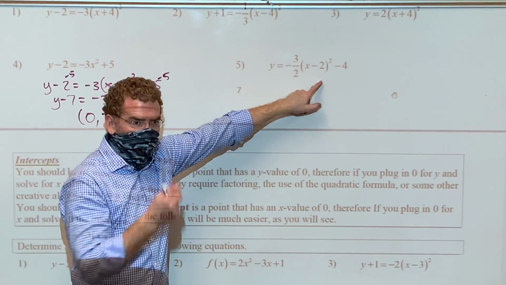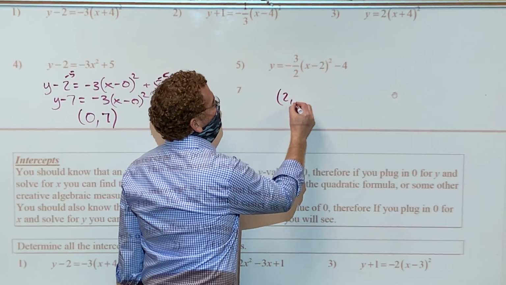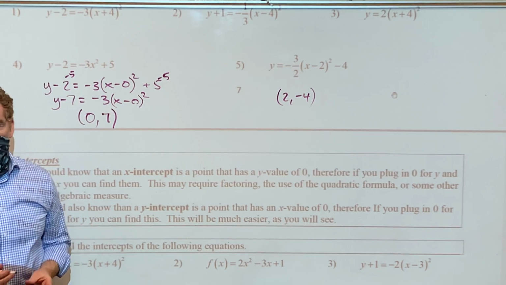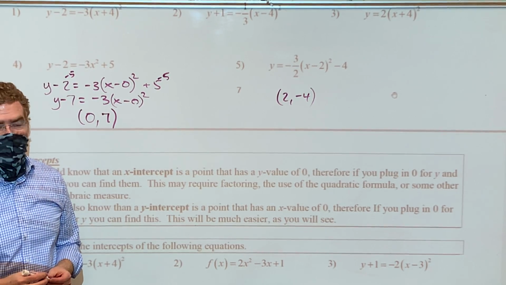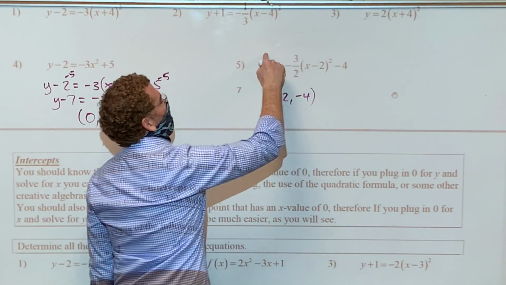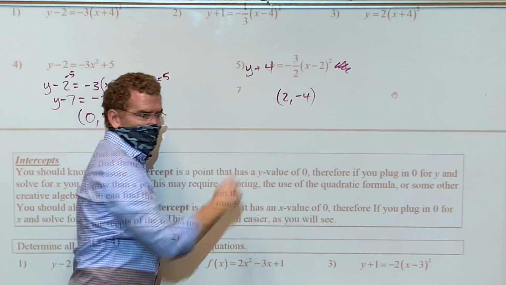And then what about this? So he said 2, -4. Why didn't I change the sign? Because what? That's right. So if I had moved that 4 over, it would have been y plus 4, right? And I would have changed the sign.